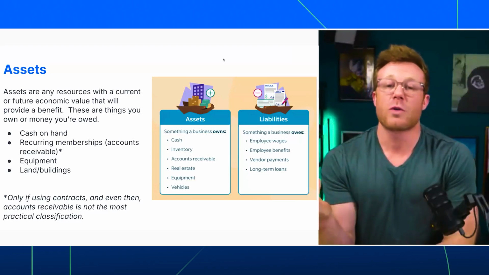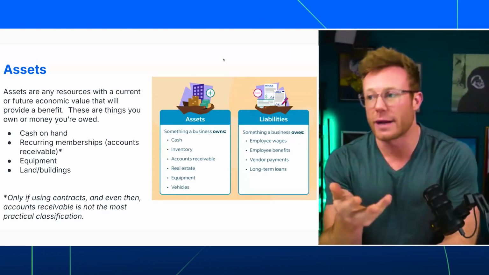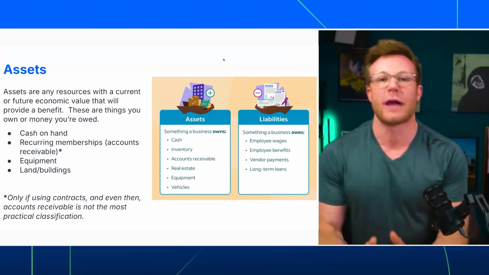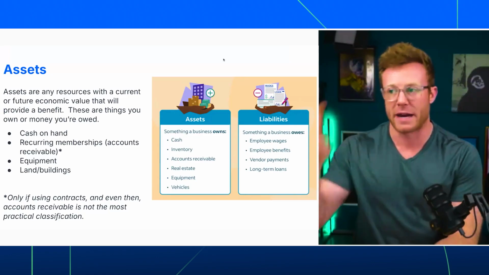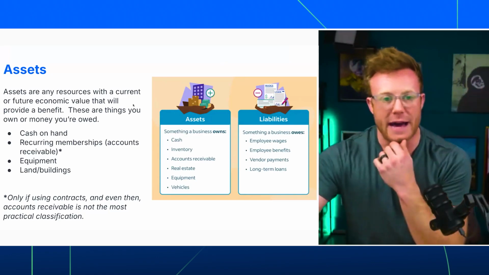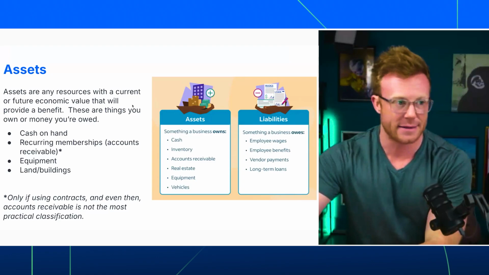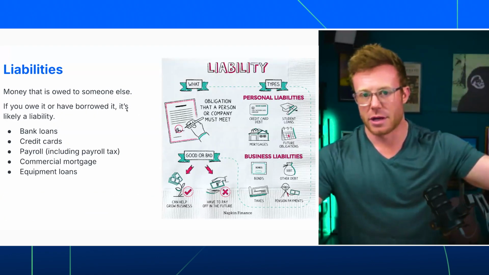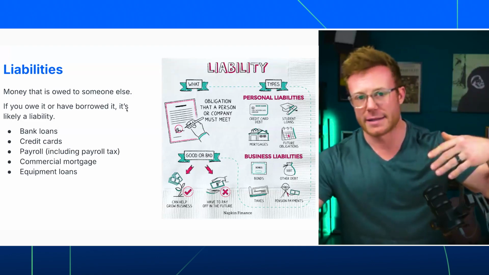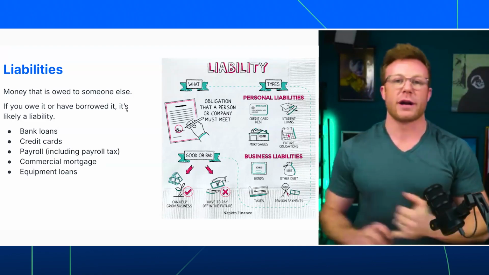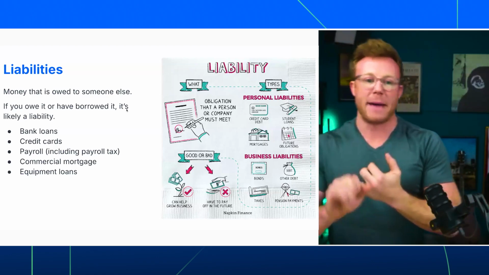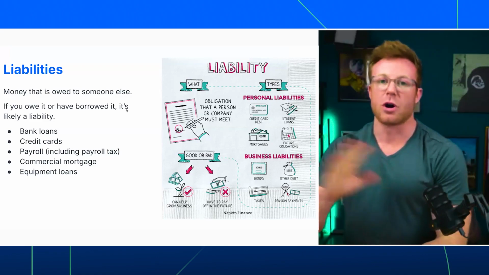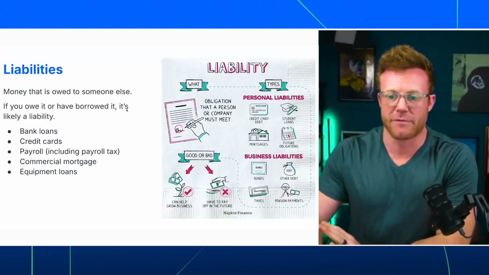But equipment, all of your equipment in your gym is an asset. Your flooring is an asset. Tangible things, your front desk, if you had a custom one made, these are all assets, things you could sell that could have a future benefit to you. Land and buildings, if you own that in relationship to the business, these are all assets. Liability is much simpler, just money that is owed to someone else. If you owe it or have borrowed it, it's definitely a liability. So credit card debt, consumer debt, bank loans, payroll, rent, if you have a mortgage on a building, these are all versions of liability. All right, this one's very much more cut and dry.